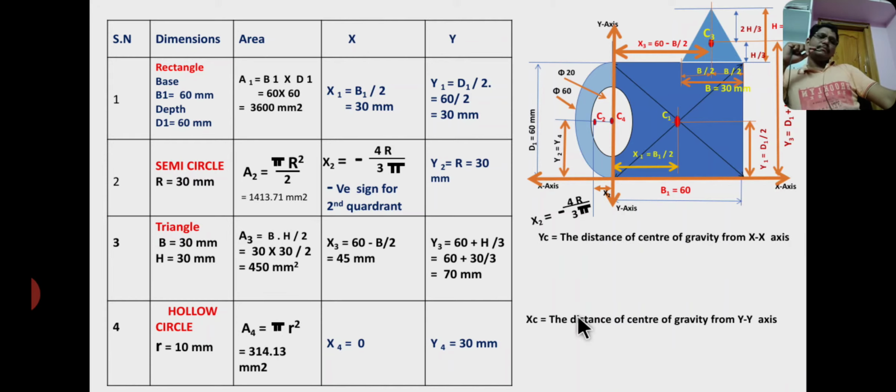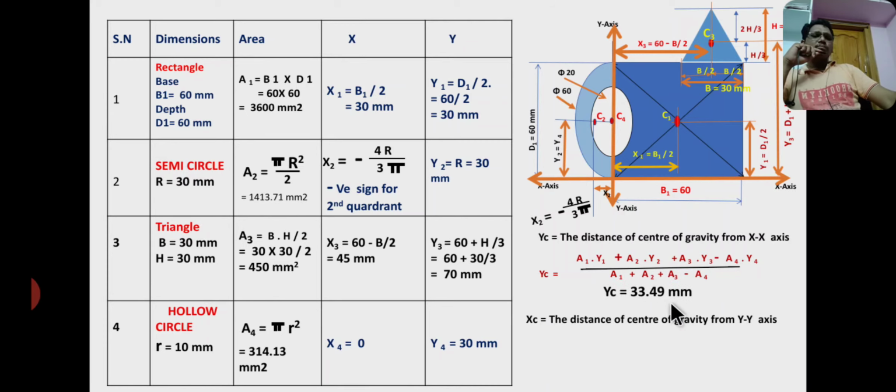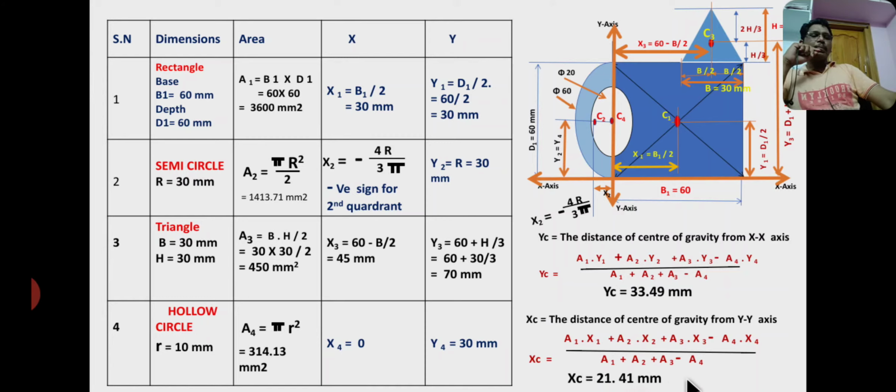From basic principles, yc equals a1 y1 plus a2 y2 plus a3 y3 minus a4 y4 by a1 plus a2 plus a3 minus a4. As already explained, area 4 is a hollow section, therefore I consider a negative sign for hollow sections, whereas area 1, area 2, area 3 are solid sections, therefore I consider a positive sign. The value of yc equals 33.49, and similarly xc equals a1 x1 plus a2 x2 plus a3 x3 minus a4 x4 by a1 plus a2 plus a3 minus a4, and the final answer is xc equal to 21.41 mm. In the next slide I will show the location of the centroid.